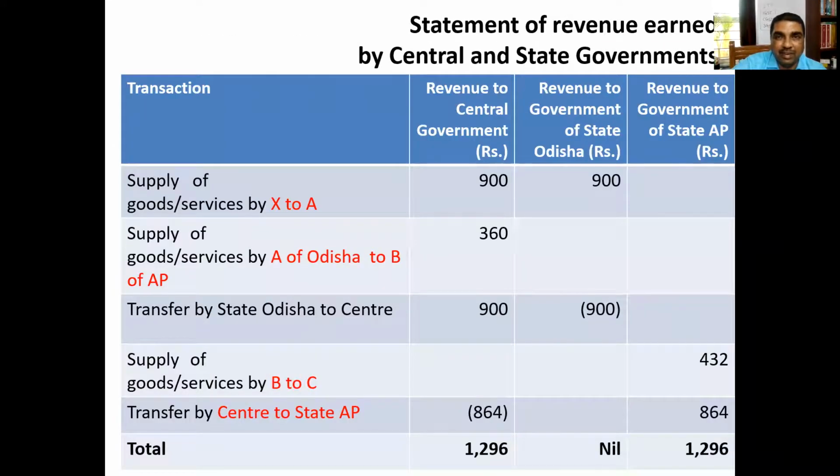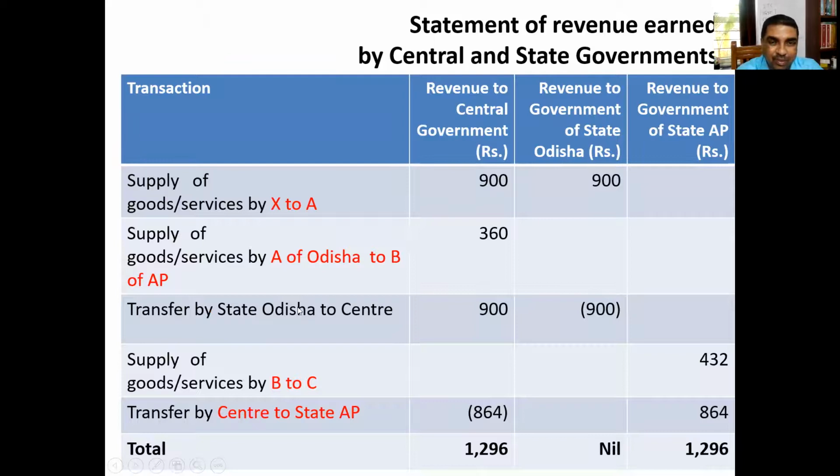Now, if you look at the revenue collection of different governments, here I am showing you in 3 columns: revenue of the central government, revenue of the state of Odisha, revenue of the state of AP. Let us see transaction-wise detail. First, when supply was made by X to A, X has paid 900 rupees to the center and 900 rupees to the state. When supply was made from A of Odisha to B of AP, an interstate supply, only 360 rupees was deposited in the center's account under IGST.